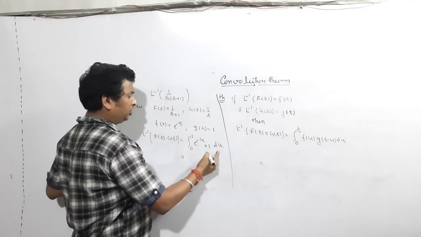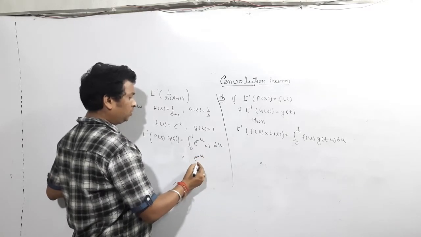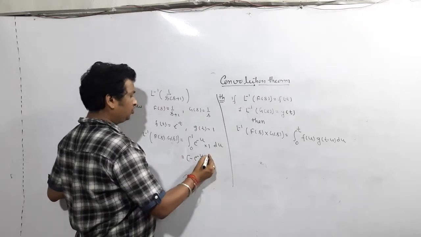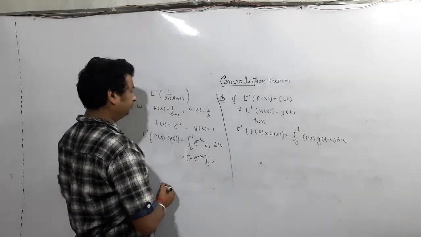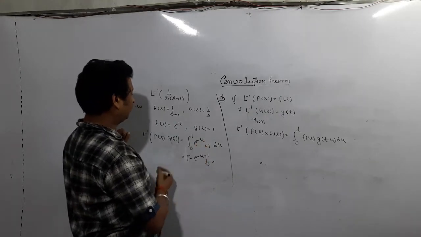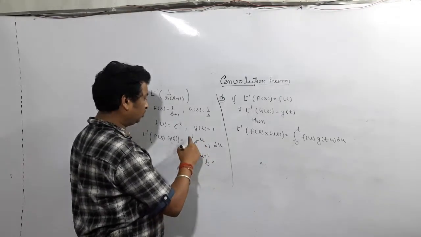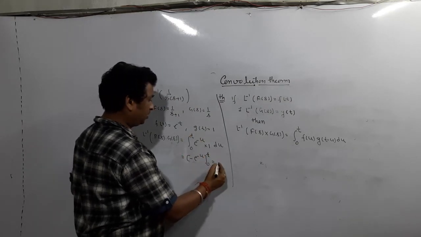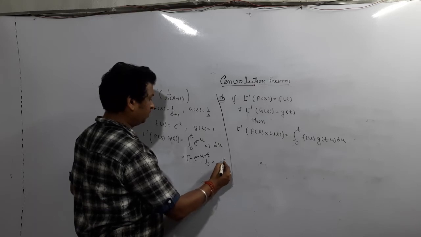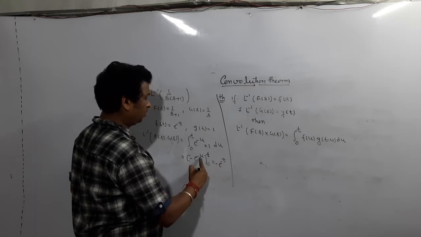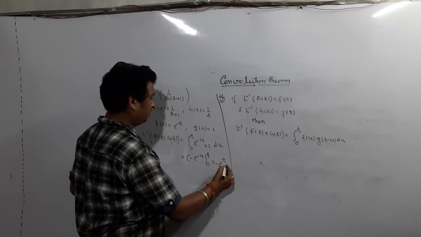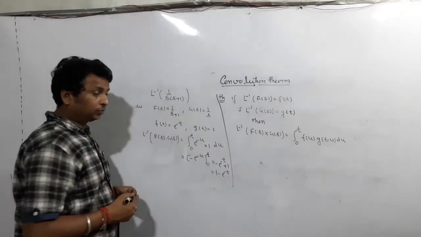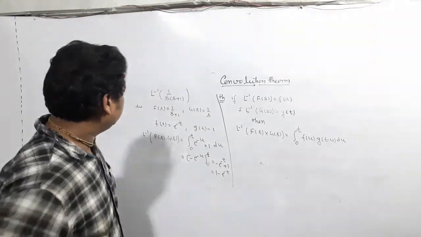So the integration of e to the power minus u du is minus e to the power minus u. What is the limit? 0 to t. So when you put t, minus e to the power minus t, and when you put 0, minus e to the power minus 0 becomes plus 1. What is the answer? 1 minus e to the power minus t. Answer.